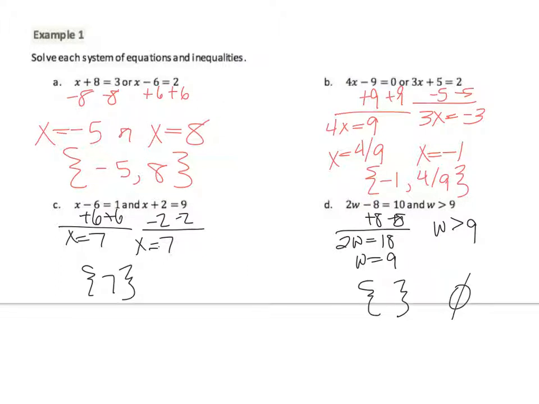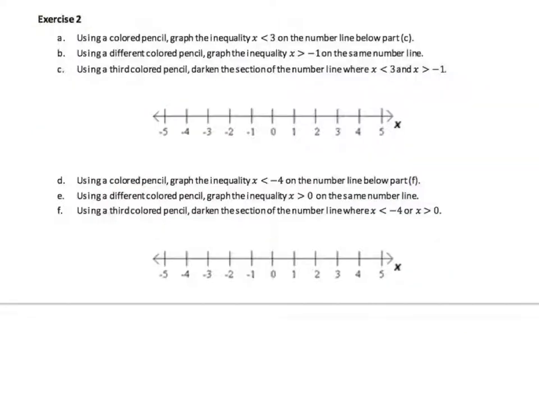Here I solved the left side, I got W equals 9, and I solved the right side, which didn't need to be solved, and got W is greater than 9. This is an "and," so both of them have to be true for me to write a solution set, which is why I wrote empty set or empty set. Okay, there's no solution to that system, that group of equations.